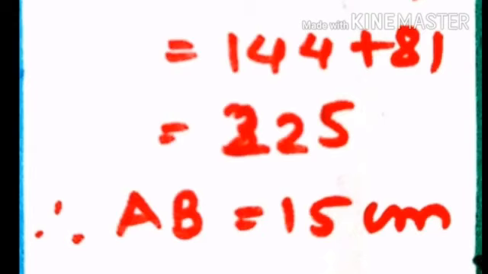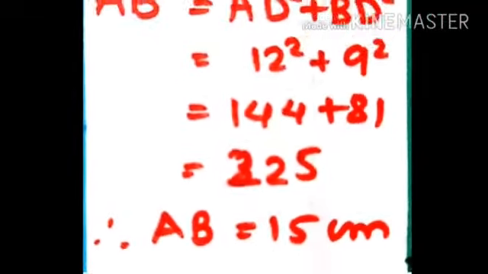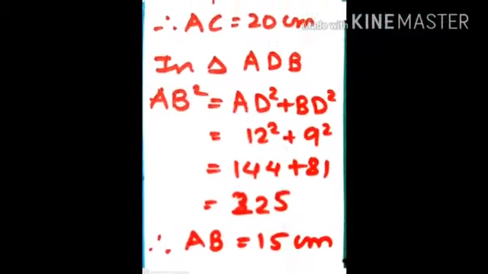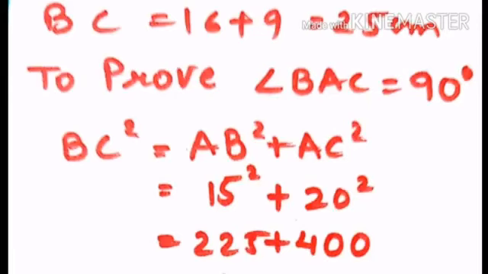So here we got all three sides of triangle ABC, and now we want to prove that angle BAC is 90 degree. For that, using Pythagoras theorem, I will show that BC is the hypotenuse, so BC square is equal to AB square plus AC square. If this is proved, then only we can say that angle BAC is 90 degree. So I have written here, to prove angle BAC is equal to 90 degree, I will show BC square is equal to AB square plus AC square.